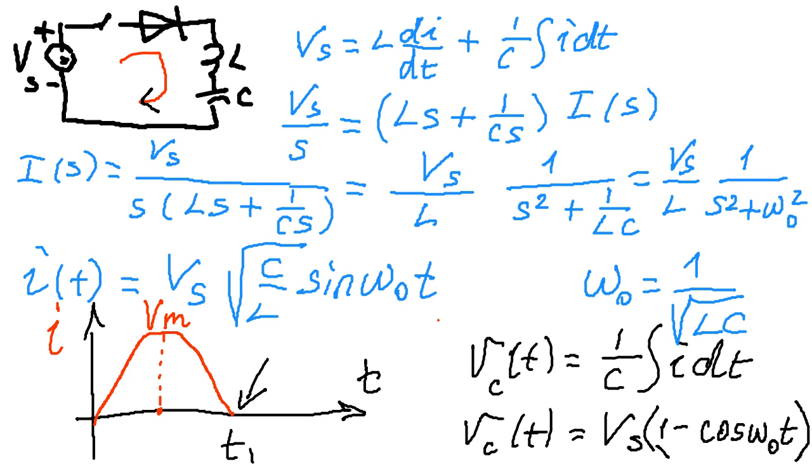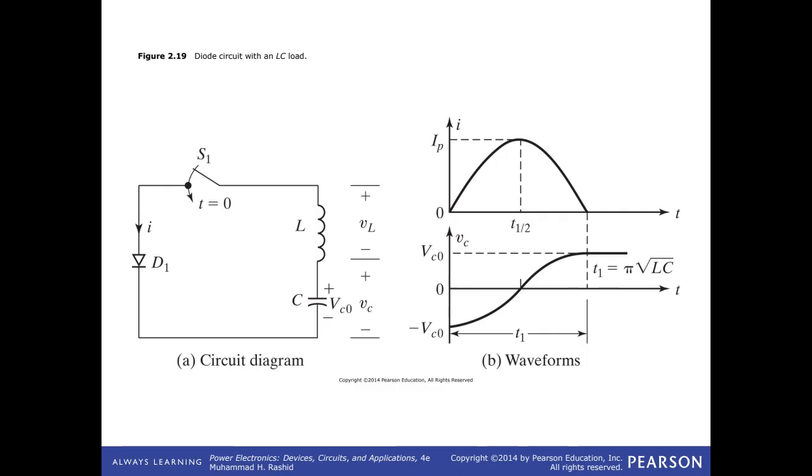So we have already derived that this waveform is the current here, and that waveform is the capacitor voltage. So the capacitor voltage is negative at the beginning.